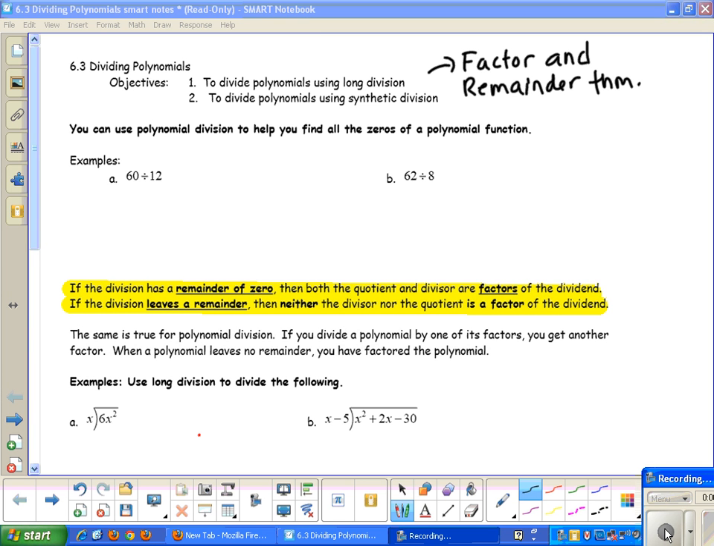Section 6.3, dividing polynomials. Our objectives are to divide polynomials using long division, also using synthetic division, and we're going to talk about the factor and remainder theorem.